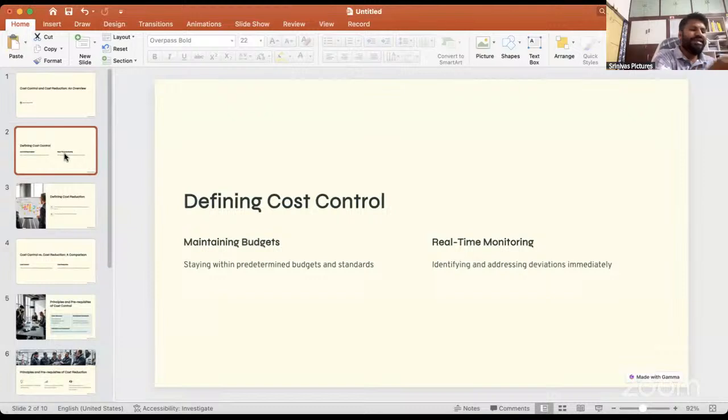Cost control is a technique to reduce the expenditure of the related product. So here we are going to reduce the cost.